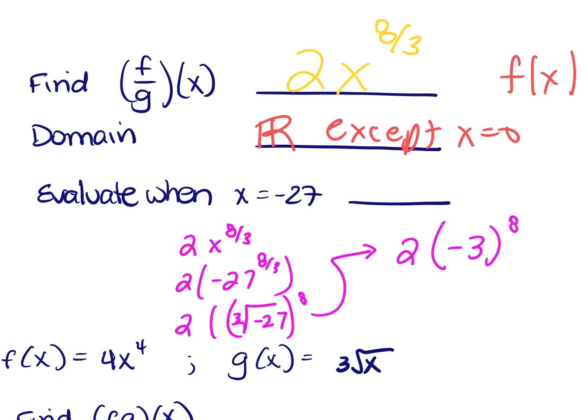Now you guys have a calculator. In your calculator, you have to do exponents first. You need to have this in parentheses. Your negative 3 needs to be in a parenthesis. So hit 2, parenthesis, negative 3, close your parenthesis, raise it to the 8th power.